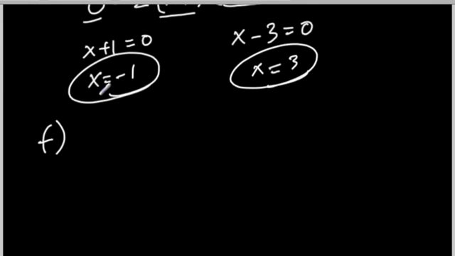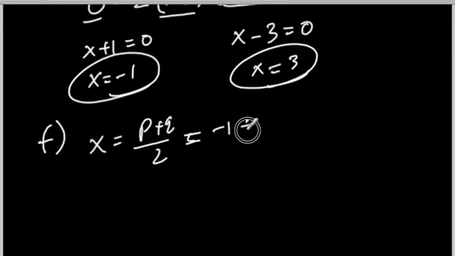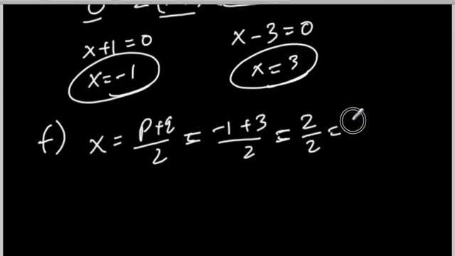F. Find the coordinates of the vertex. So the x-coordinate of the vertex is going to be halfway between these x-intercepts. Remember, it's (p + q) divided by 2, where p and q are just the x-intercepts themselves. So negative 1 plus 3, divided by 2, is 2 over 2, which is equal to 1. So that's the x-coordinate of the vertex.